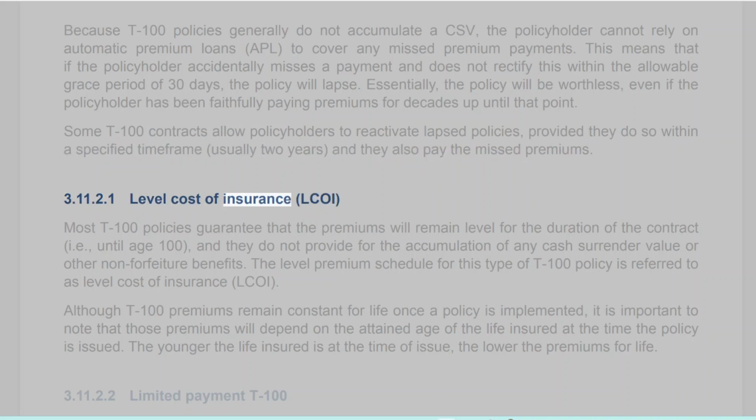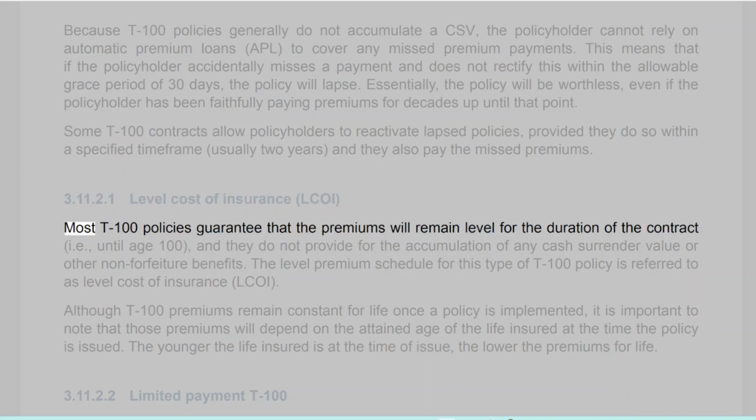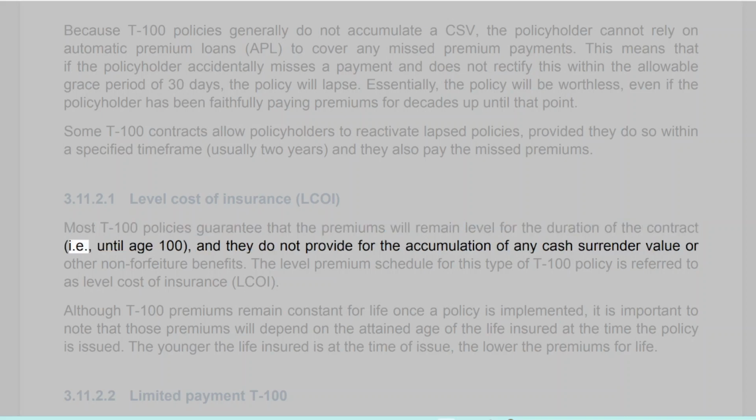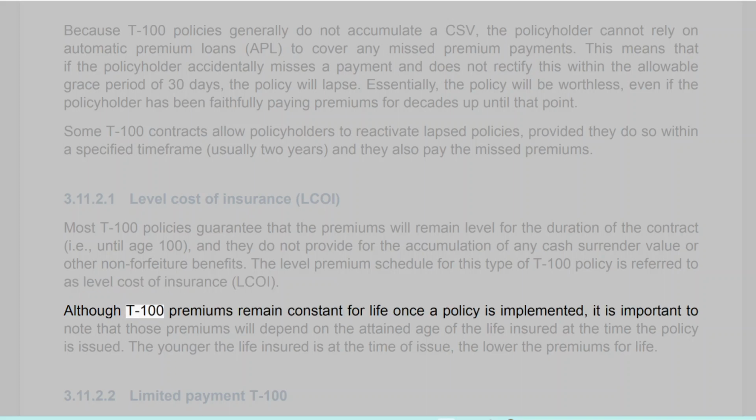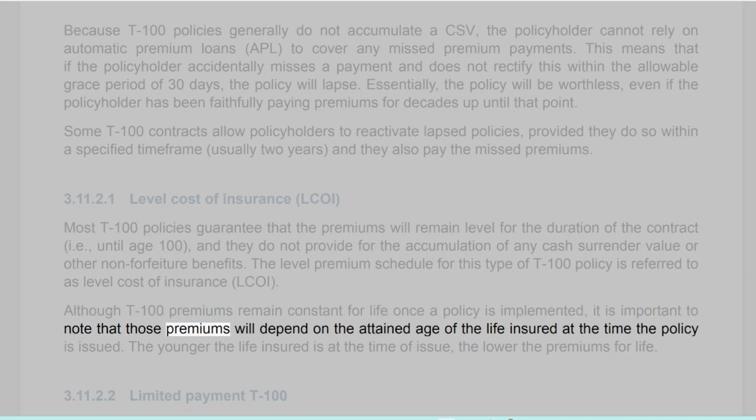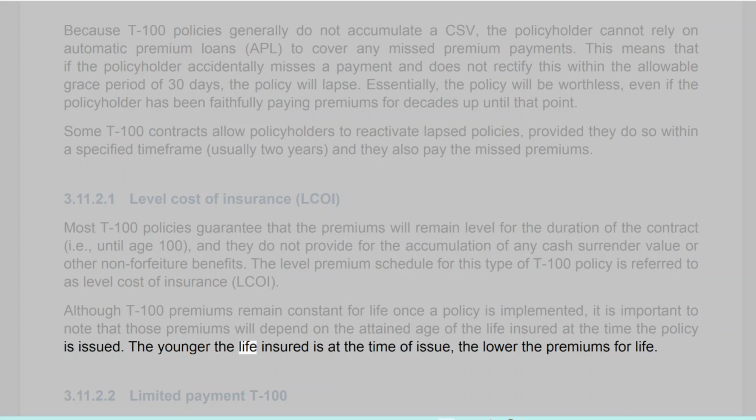3.11.2.1 Level Cost of Insurance, LCOI. Most T100 policies guarantee that the premiums will remain level for the duration of the contract, i.e., until age 100, and they do not provide for the accumulation of any cash surrender value or other non-forfeiture benefits. The level premium schedule for this type of T100 policy is referred to as level cost of insurance, LCOI. Although T100 premiums remain constant for life once a policy is implemented, it is important to note that those premiums will depend on the attained age of the life insured at the time the policy is issued. The younger the life insured is at the time of issue, the lower the premiums for life.